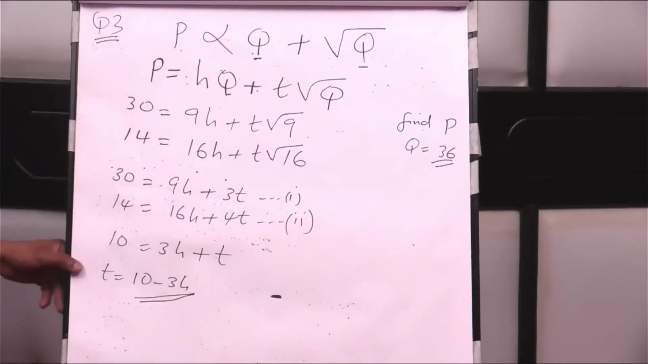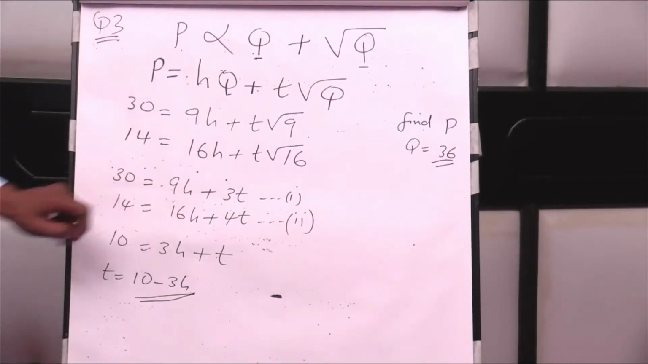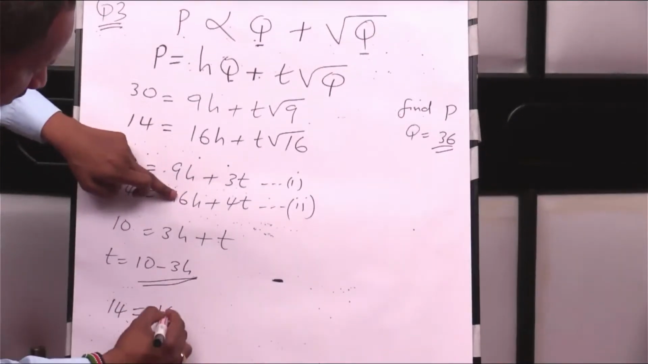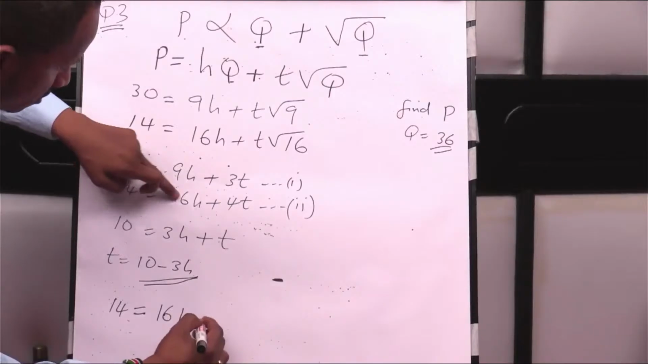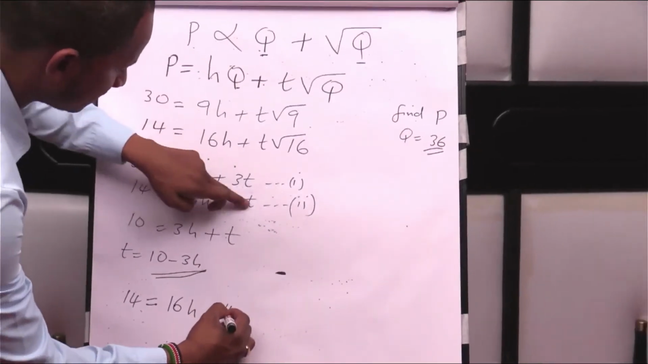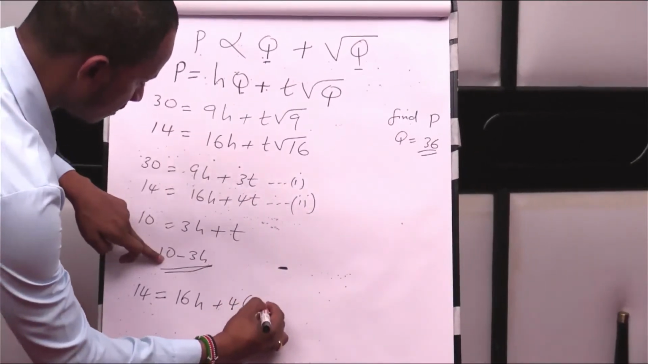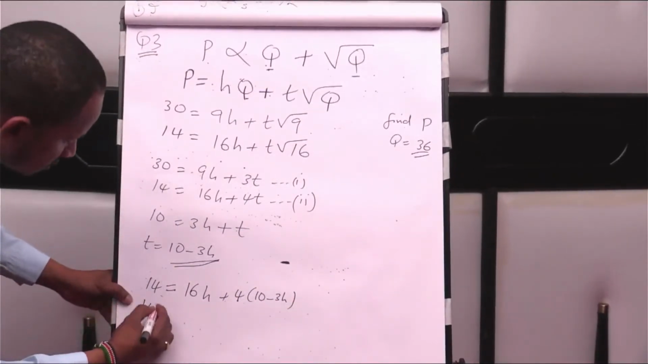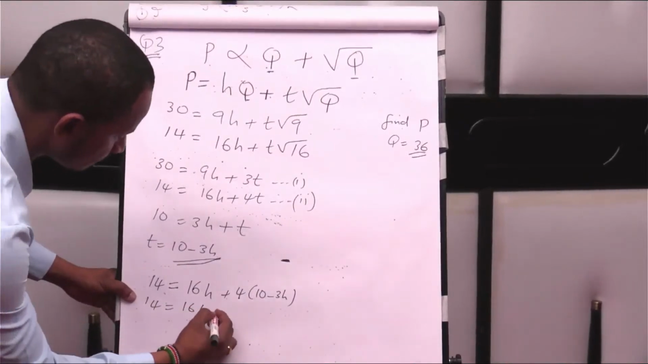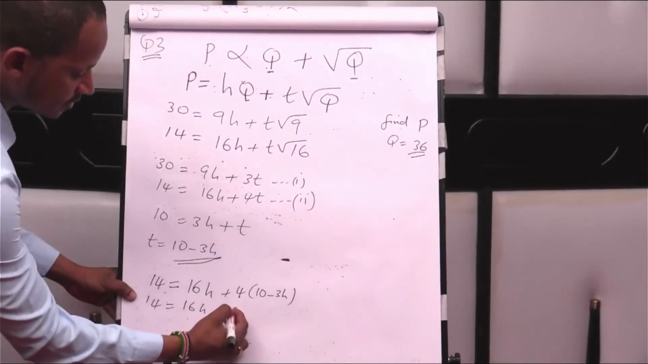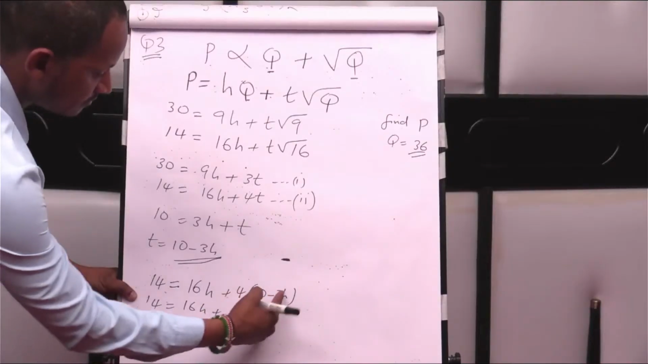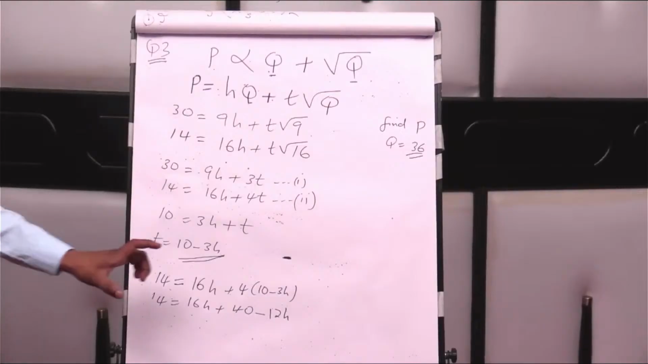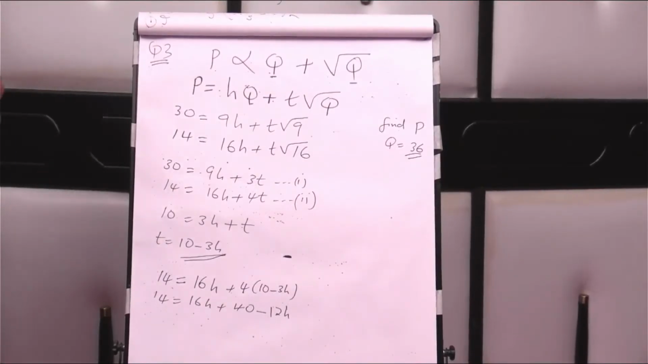By substitution, come and replace the value of T here. So 14 equals 16H plus 4, but our T is 10 minus 3H. We want to get the value of H. So 14 equals 16H plus 4 times 10 is 40, minus 4 times 3H is 12H. You must be careful as you multiply so that you don't make any mistake.